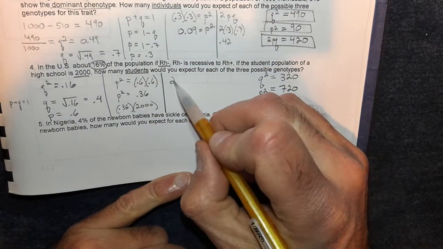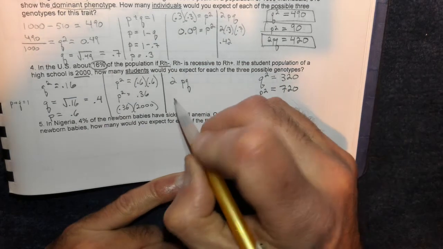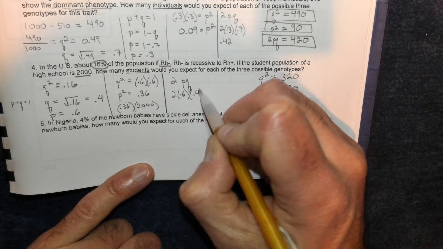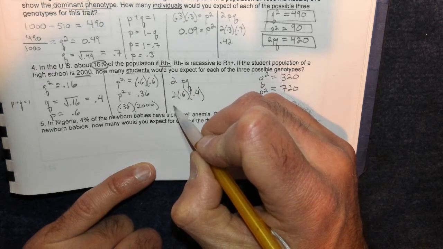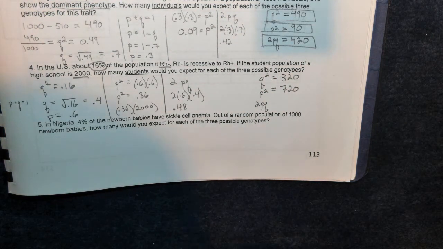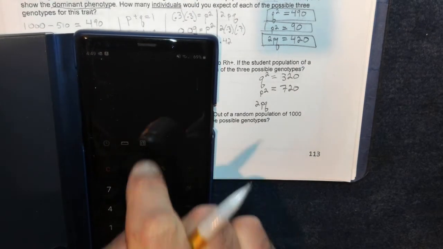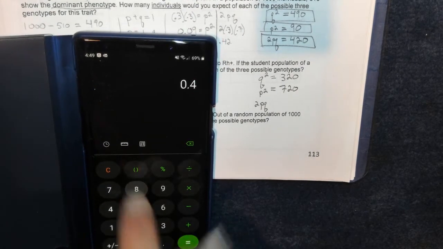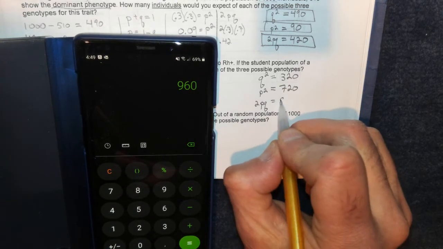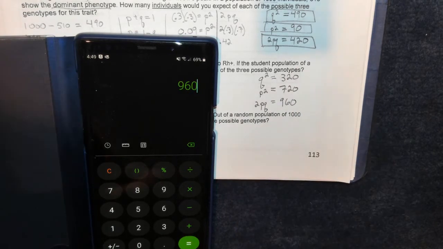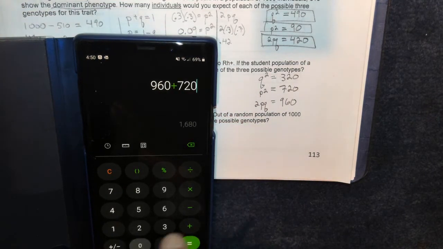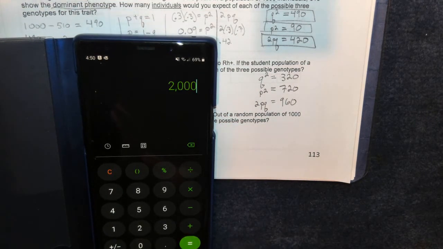Finally, let's do 2pq. Well, that's 2 times 0.6 times 0.4. That should be 0.48. Well, let's see what 48% of 2,000 is. 0.48 times 2,000 gives us 960 individuals.